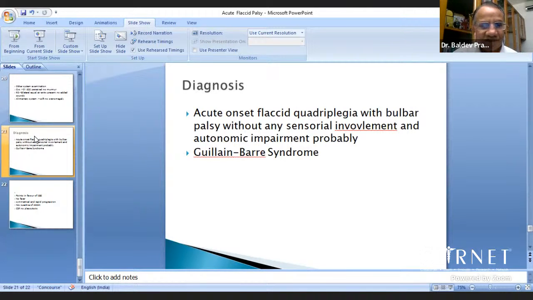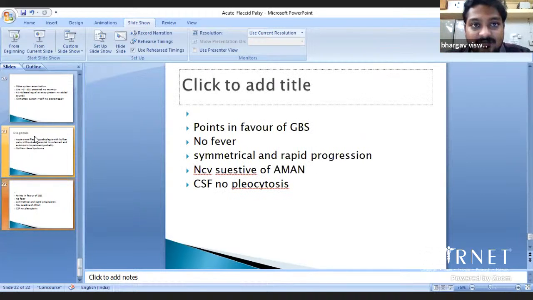Sir, my points in favor of GBS are that it is a symmetrical and rapid progression, there is no history of fever, the patient is a fully immunized child till 5 years, NCV is suggestive of AMAN, and the CSF has no pleocytosis. All this favors my patient towards Guillain-Barré syndrome.